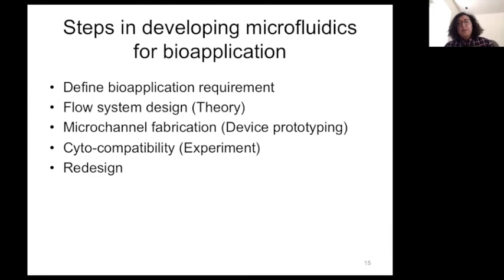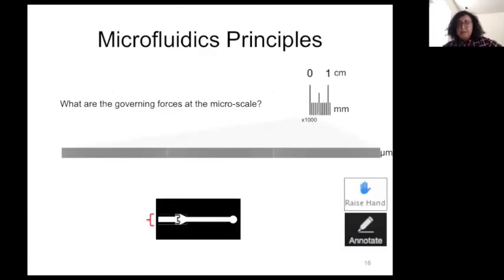And then we're going to talk about microchannel fabrication. After you fabricate your channel, now you're going to test it on your cells. And then you have to, of course, test the cytocompatibility, because cells respond differently to the channel size or the shear inside the channel. Or if for one part of the channel, the cells won't like it because it has high pressure. So you need to really redesign your channels at the end based on your bioapplication requirements. Okay, so let's now step into the first part, which is the microfluidic principles.